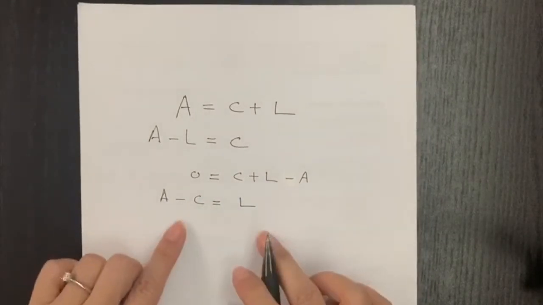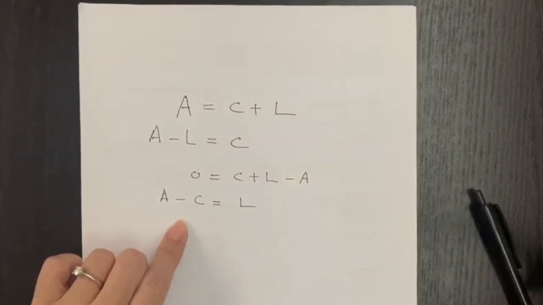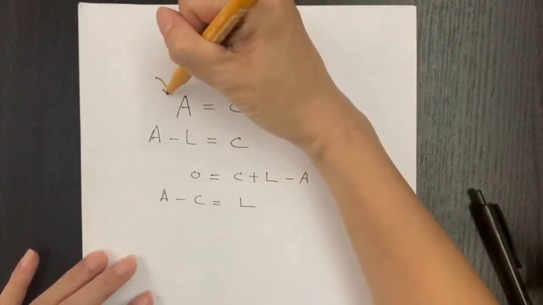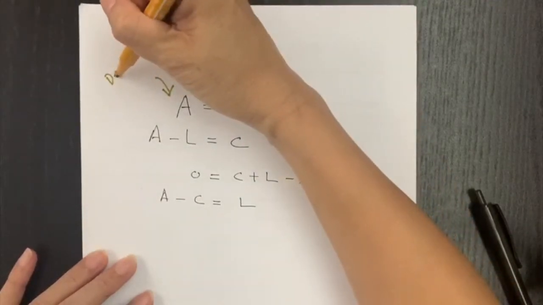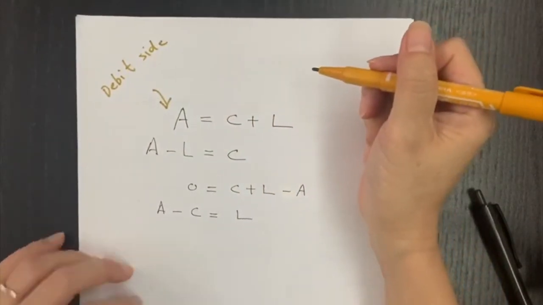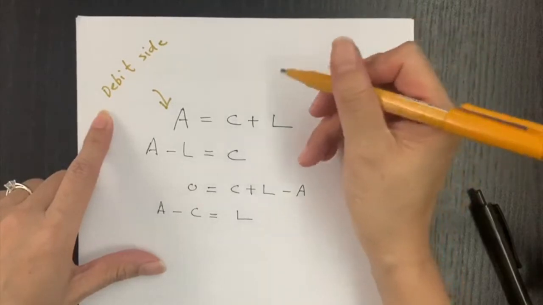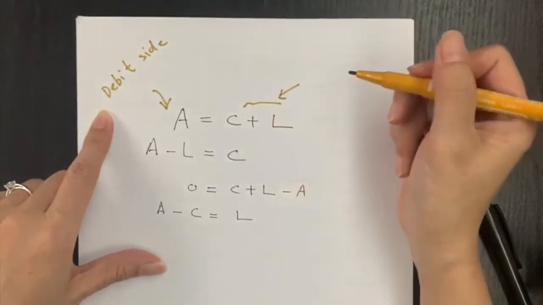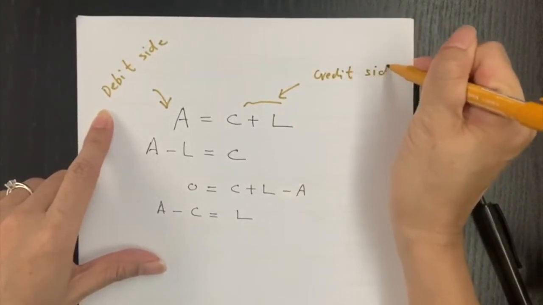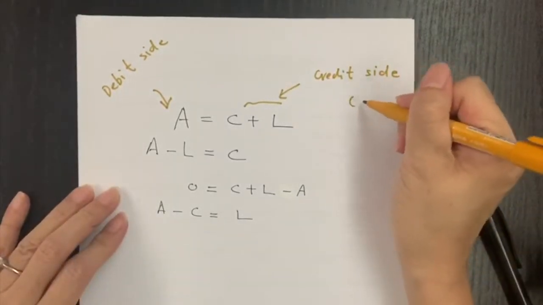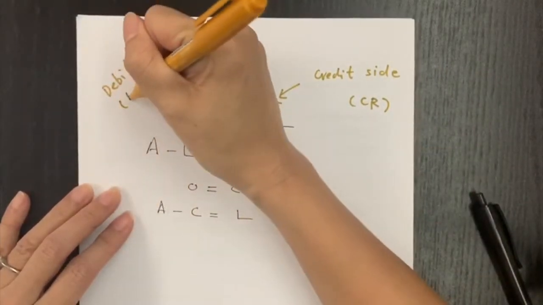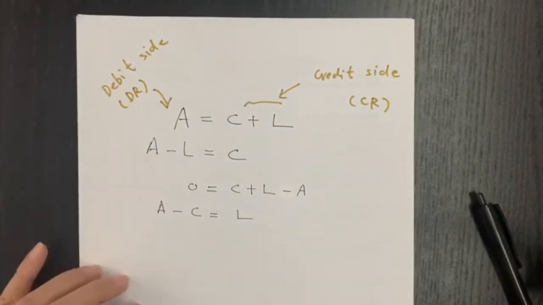However, for accounting, we use different language. We don't use the left-hand side and the right-hand side. We call the left-hand side of the equation the debit side, D-E-B-I-T. This is the accounting language. And the right-hand side of the equation we call the credit side. The symbols are sometimes DR for debit side and CR for credit side.